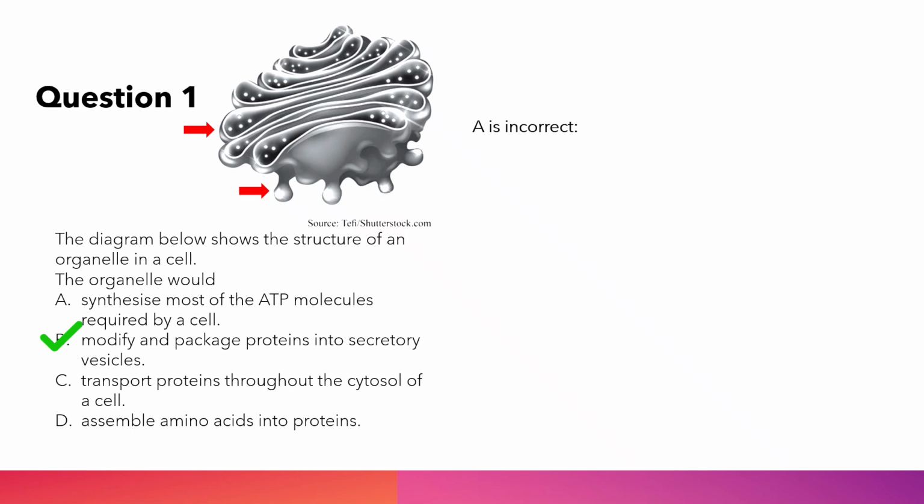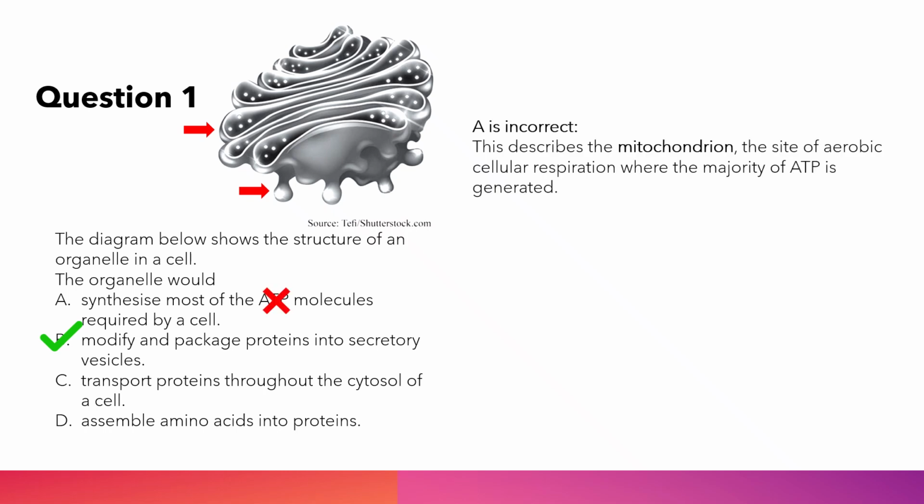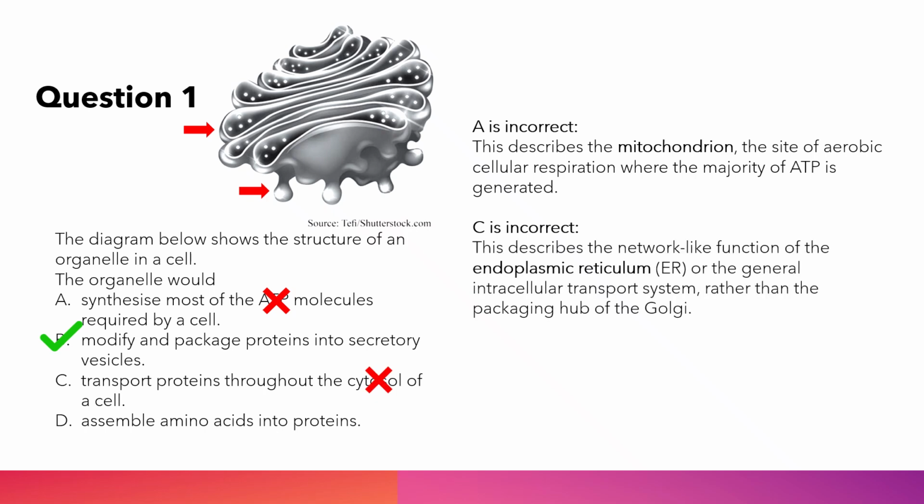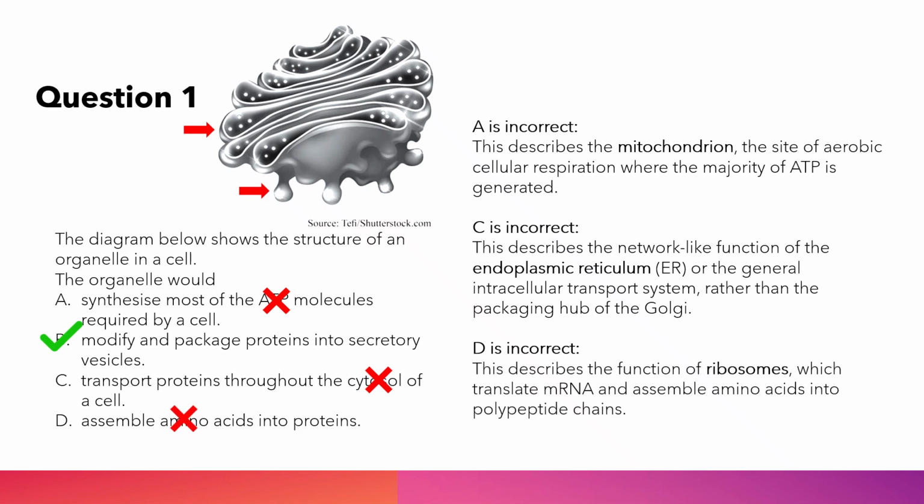Why the alternatives are incorrect? A is incorrect. This describes the mitochondrion, the site of aerobic cellular respiration, where the majority of ATP is generated. C is incorrect. This describes the network-like function of the endoplasmic reticulum, ER, or the general intracellular transport system, rather than the packaging hub of the Golgi. D is incorrect. This describes the function of ribosomes, which translate mRNA and assemble amino acids into polypeptide chains.